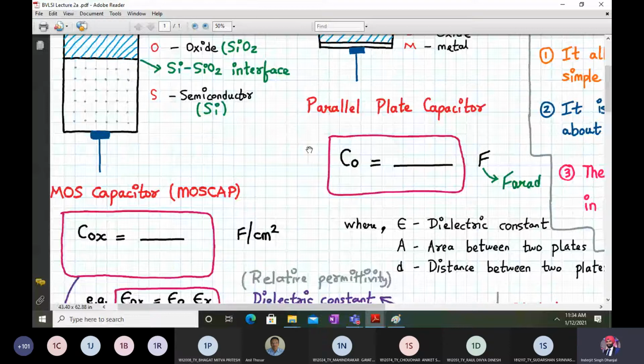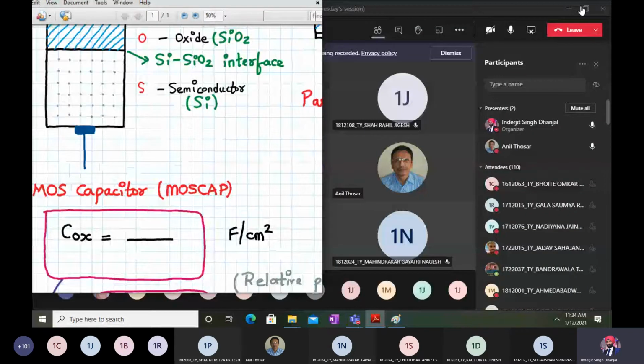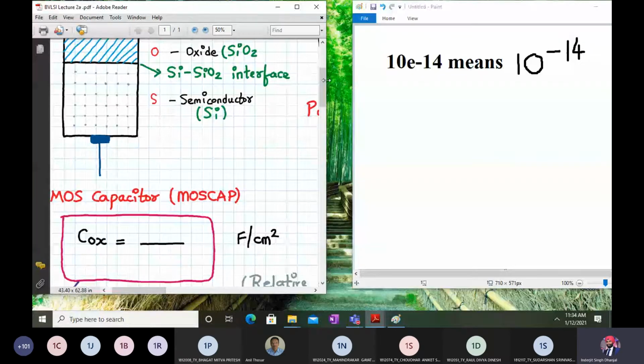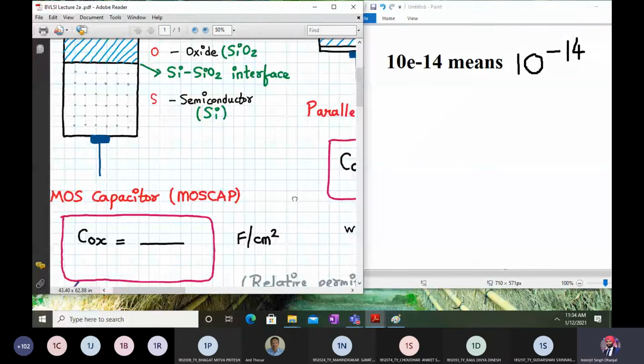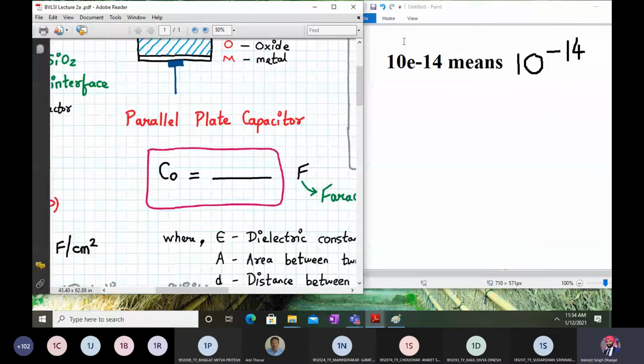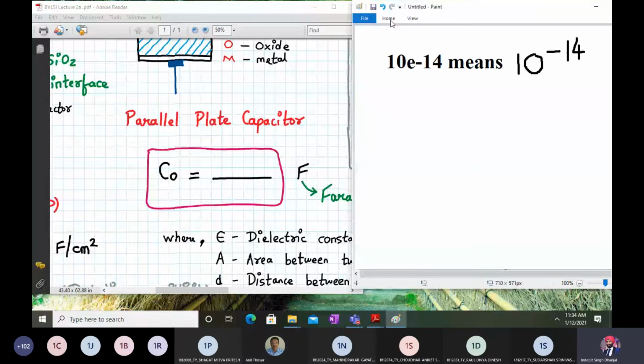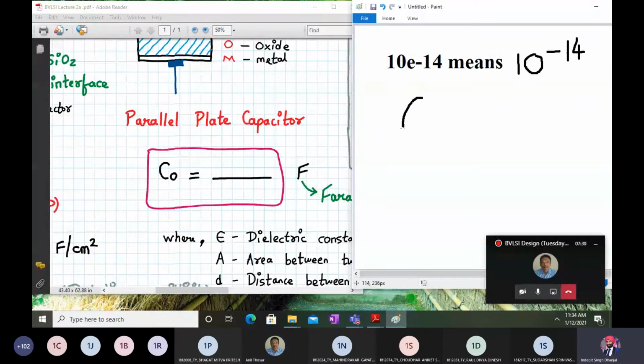So I've told you all to keep a notebook and a pen and a calculator. So now is the time to write this formula. So I'll just make this arrangement wherein I can type. Okay, so let us see what is the formula for C naught. So C naught will be given by, so we have epsilon, then we have area. Epsilon is the dielectric constant, area is the area between the plates, and C naught will be epsilon A divided by D.